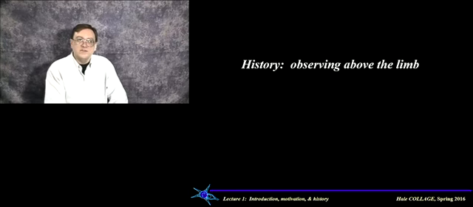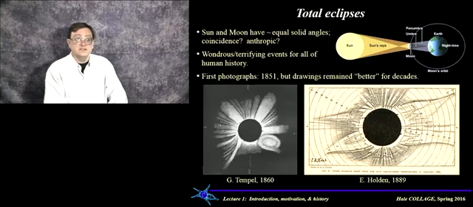Okay, so now we're transitioning over to the second part here, just a brief history of observing the solar corona above the limb. Of course, this really starts with total solar eclipses, right? That's the traditional way of doing that. And it's only possible because the sun and the moon have these roughly equal solid angles on the sky, even though they're very different intrinsic sizes.